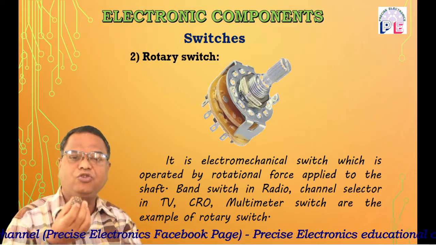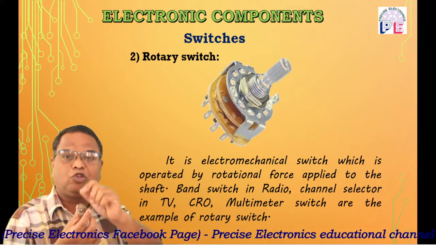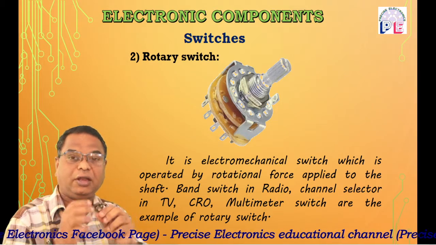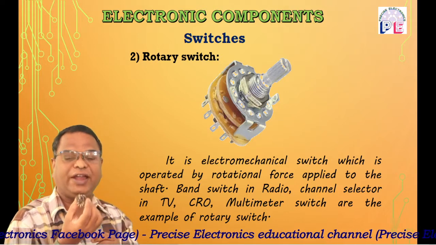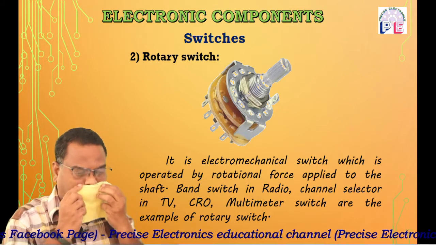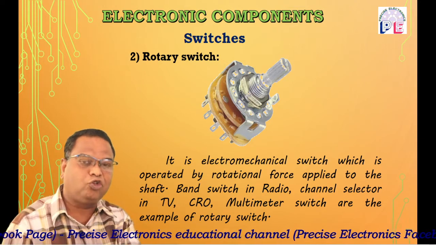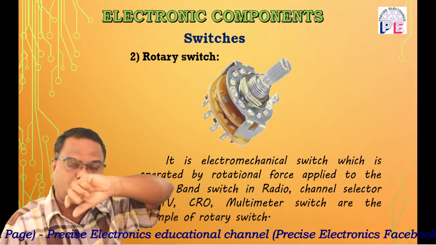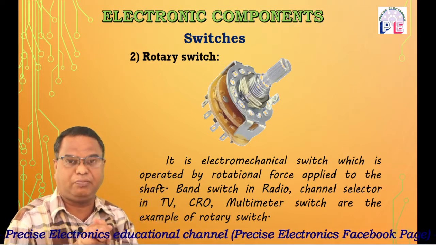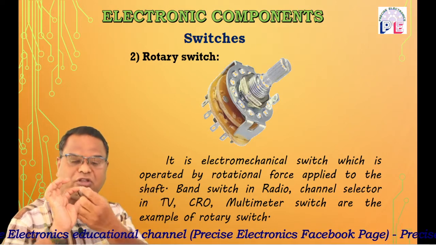This switch is mostly used in radio to select the channels. It is also used in televisions, once again to select the channels. In black and white televisions, this switch is widely used to change the channels. It is also used in the CRO, the cathode ray oscilloscope, and in the multimeter. In a multimeter, we change the position of the switch to change the range of the meter, and for this we use this type of switch, known as a rotary switch.